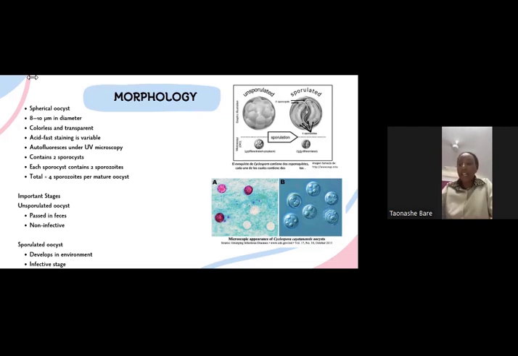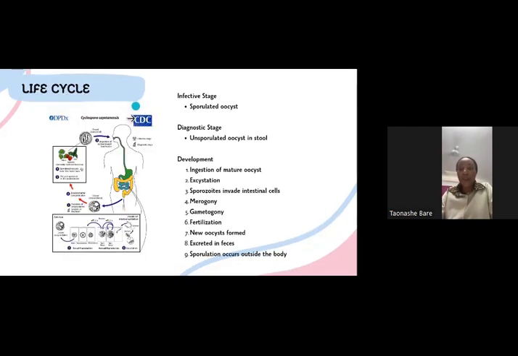Next, we examine the life cycle. In this slide, we're diving into the life cycle of the parasite that causes cyclosporiasis. Understanding this cycle is crucial for grasping how infections occur and how they can be prevented. Let's begin with the infective stage. The parasite's life starts when the sporulated oocyst is ingested. This is the stage where the parasite becomes capable of causing an infection.